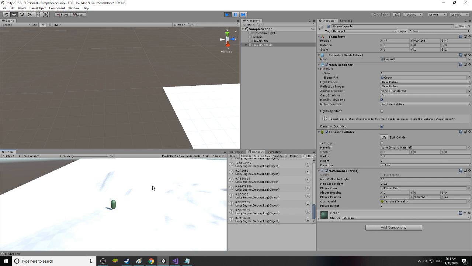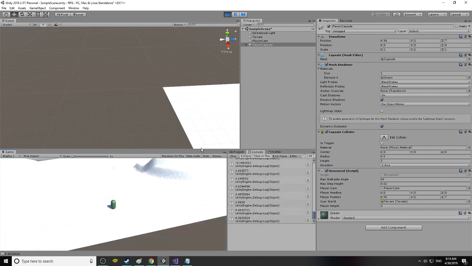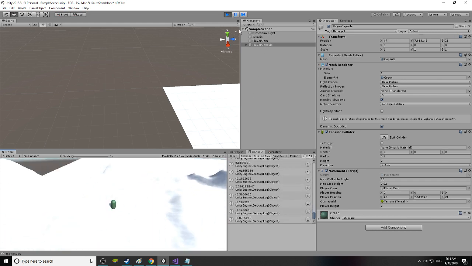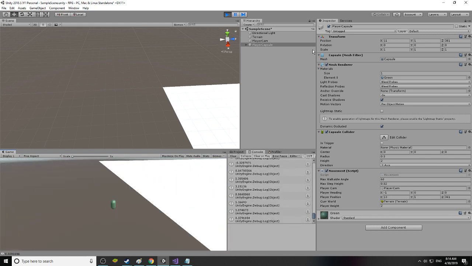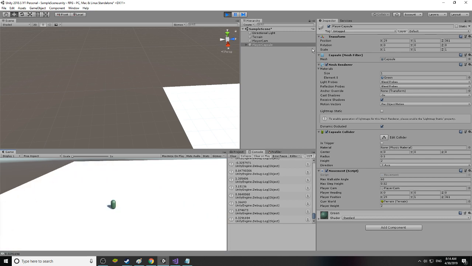I also added a move script, so you can see that the camera will follow and there's no real lag between the camera and the player. If this wasn't in late update, there would be lag. So late update is crucial. You don't want that lag.